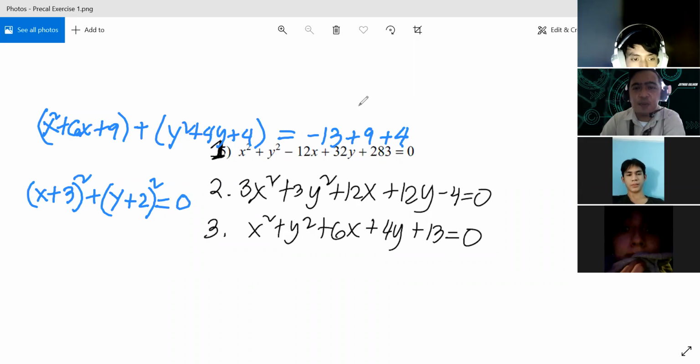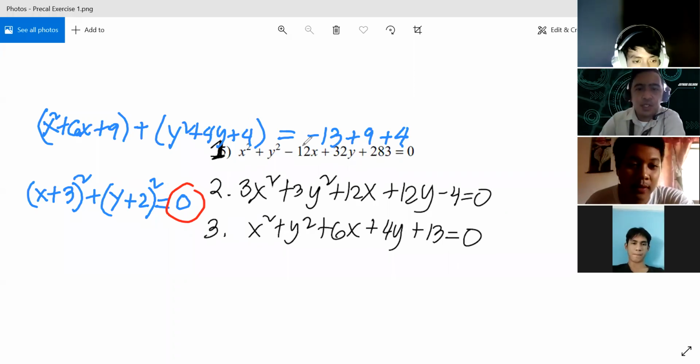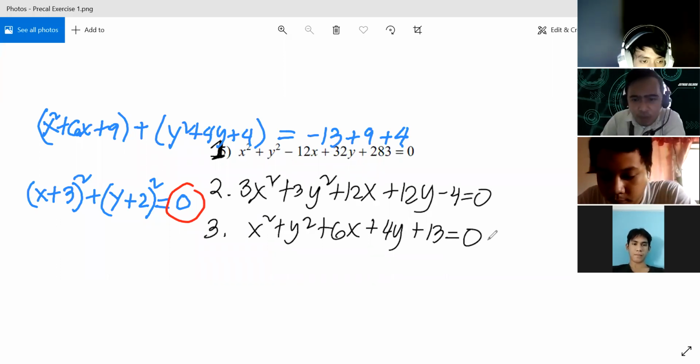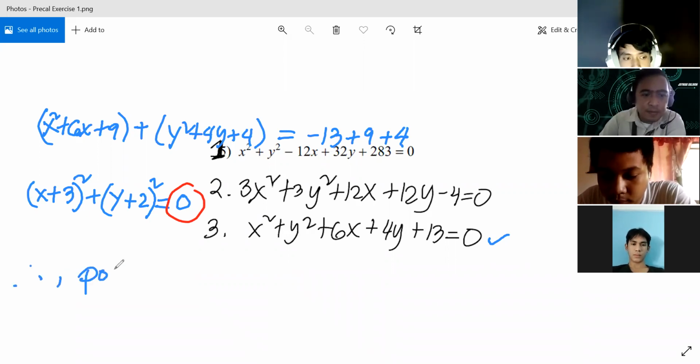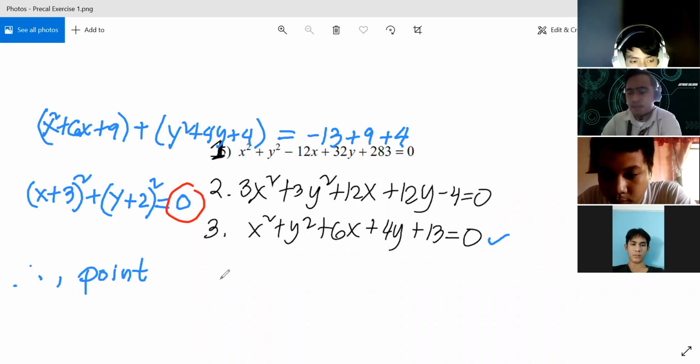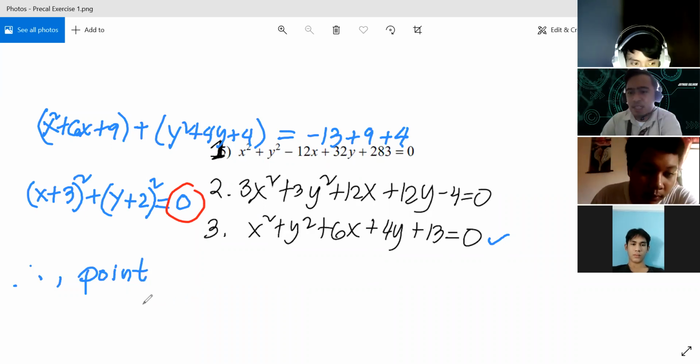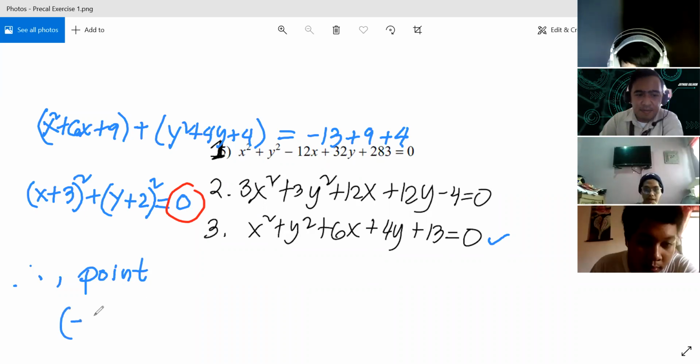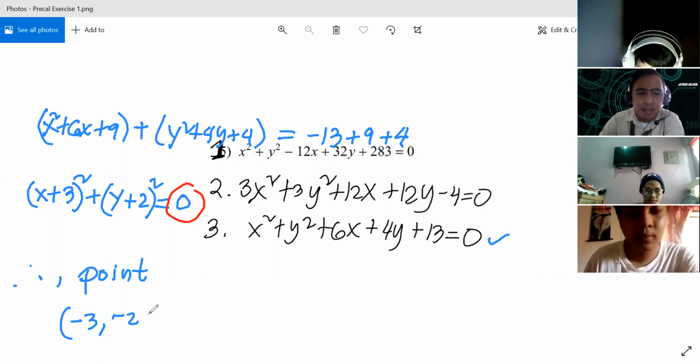What is the interpretation if the right side becomes zero? Therefore, the graph is a point, sir. It's a point. Very good. So it means the graph of this equation in number 3 is just a point. And what is that point? The point is negative 3, negative 2, sir.